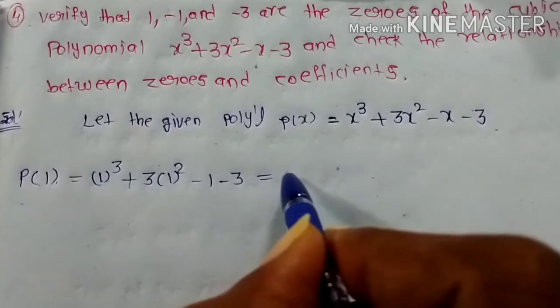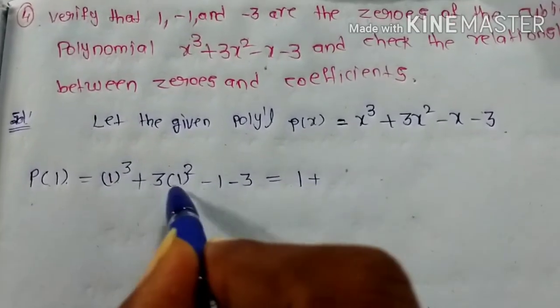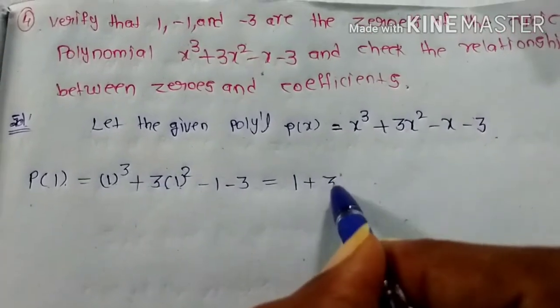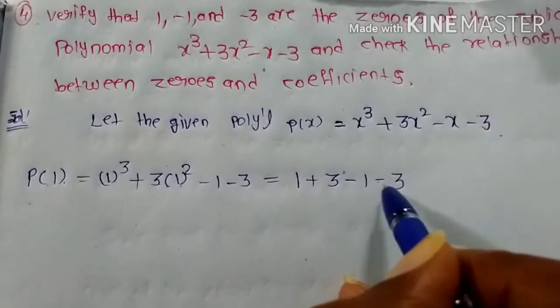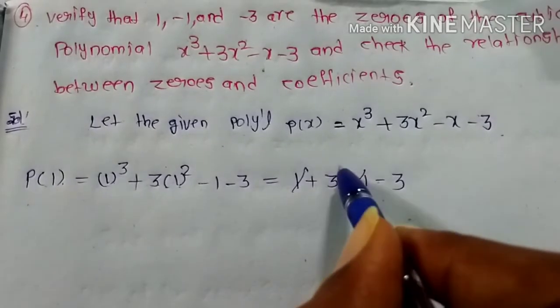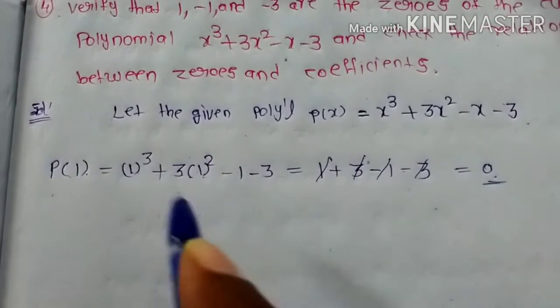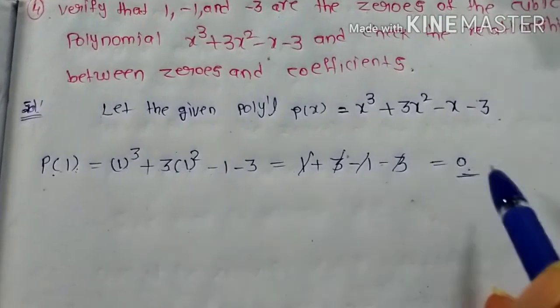That means here 1 cube is how much? 1 only. Plus 3 into 1 square. 1 square is how much? 1 only. 1 into 3 how much? 3. Minus 1 minus 3. See here, plus 1 minus 1 cancel. Plus 3 minus 3 cancel. That means you are getting how much? 0. That means you can see here p of 1 is equal to 0.